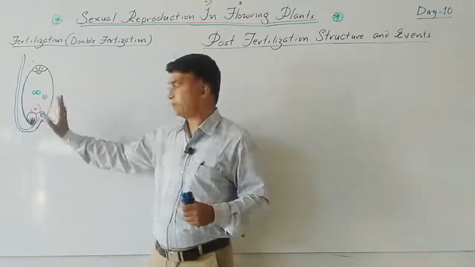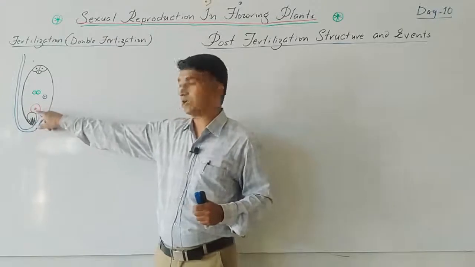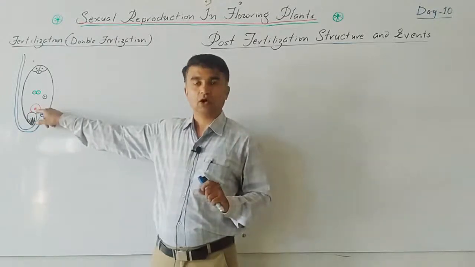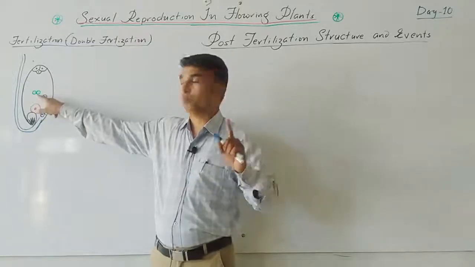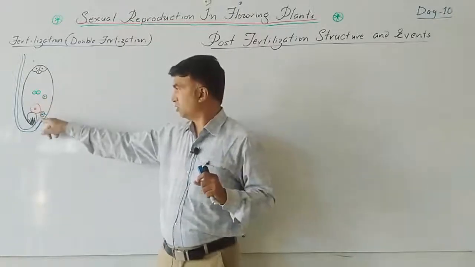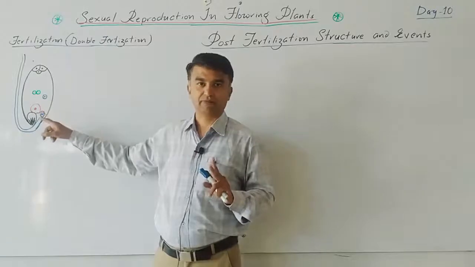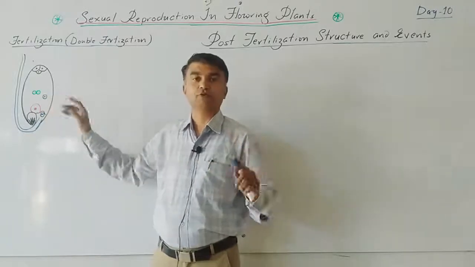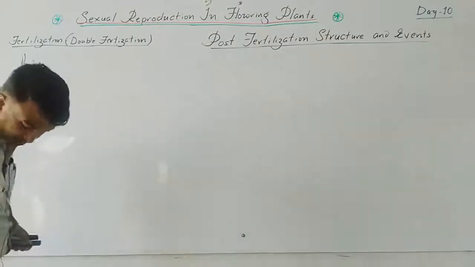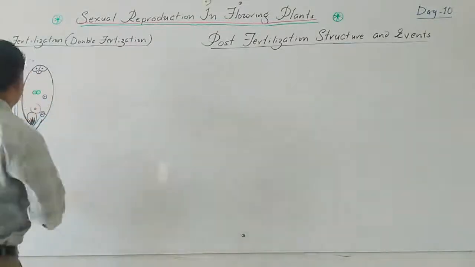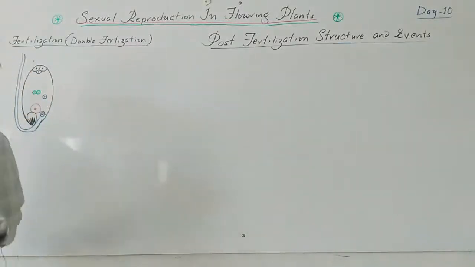So two male gametes are released. This red color is the egg, or oosphere. This is the central cell with the two polar nuclei, the green color dots in them. Blue color is the two male gametes. Both male gametes are produced from the generative cell. Now we will say why it is called double fertilization. This red color is an egg.